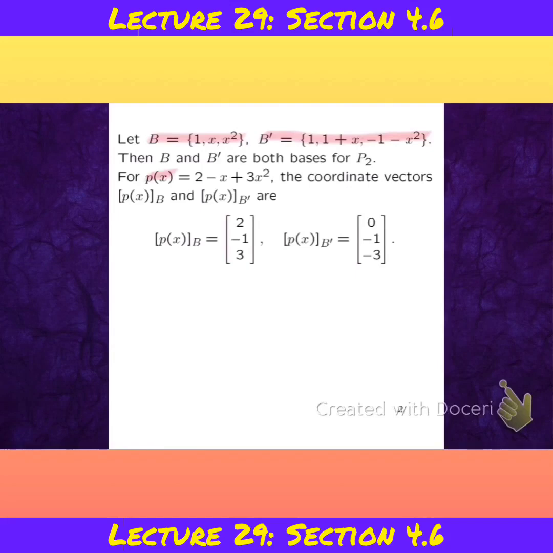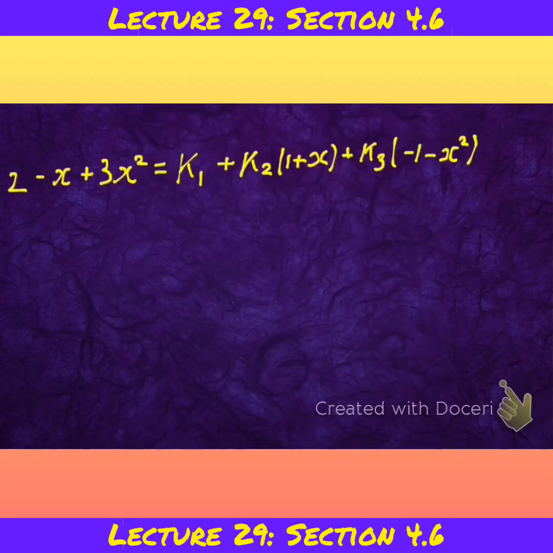Now if you take the vector p(x), which is this polynomial here, then it's easy to see that the coordinate vector of p(x) with respect to the basis B is, well, what's the basis B? We know what that is: 1, x, x squared. Therefore the coordinate vector is just (2, -1, 3). Again, for B prime it's a different story. There we have to do a little bit more calculation. So there we take the vector p(x) = 2 - x + 3x squared, and we write it as a possible linear combination of the vectors 1 + x, -1, and -x squared.